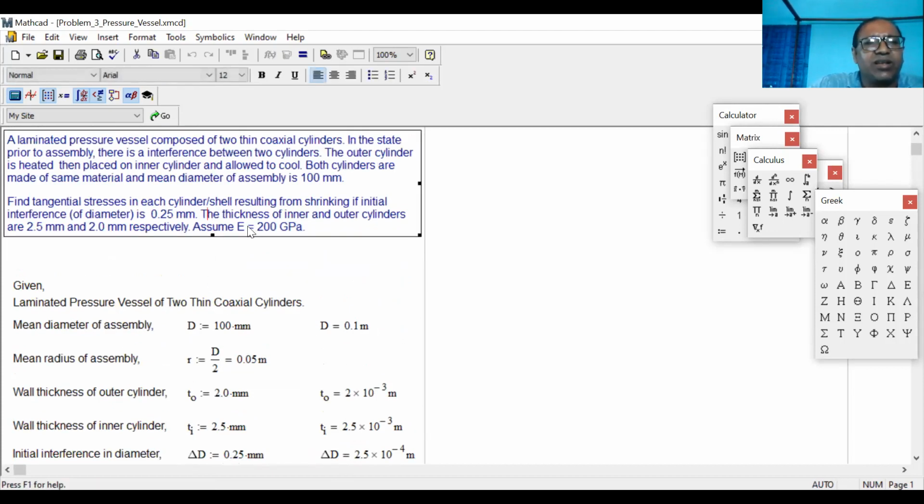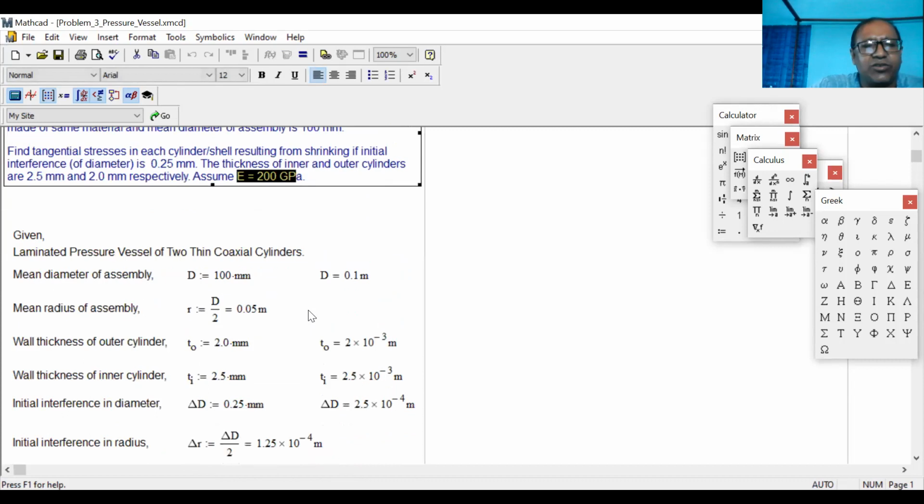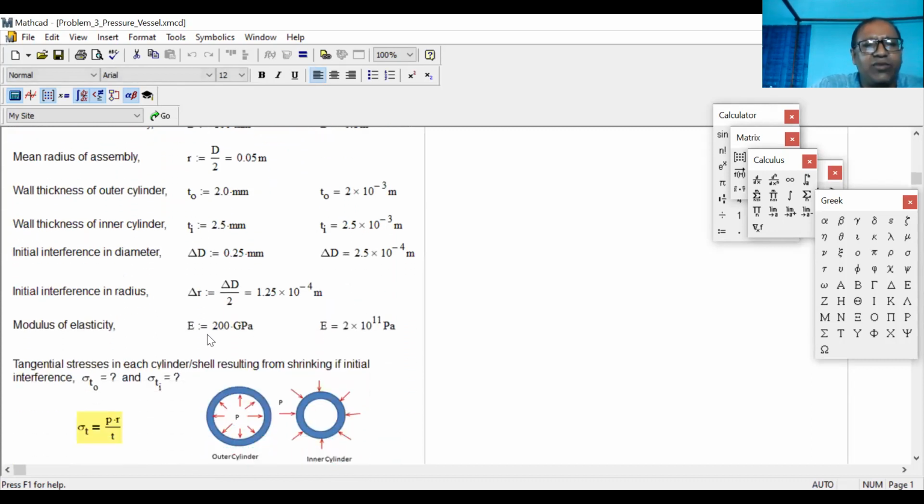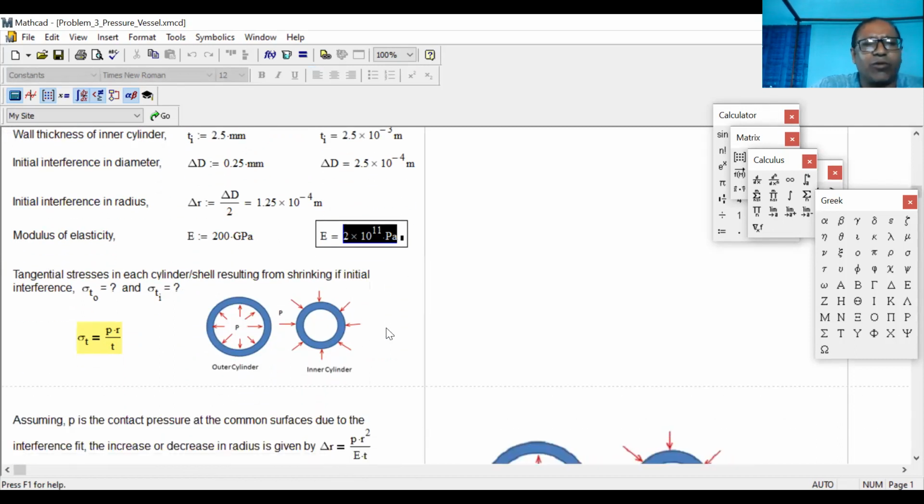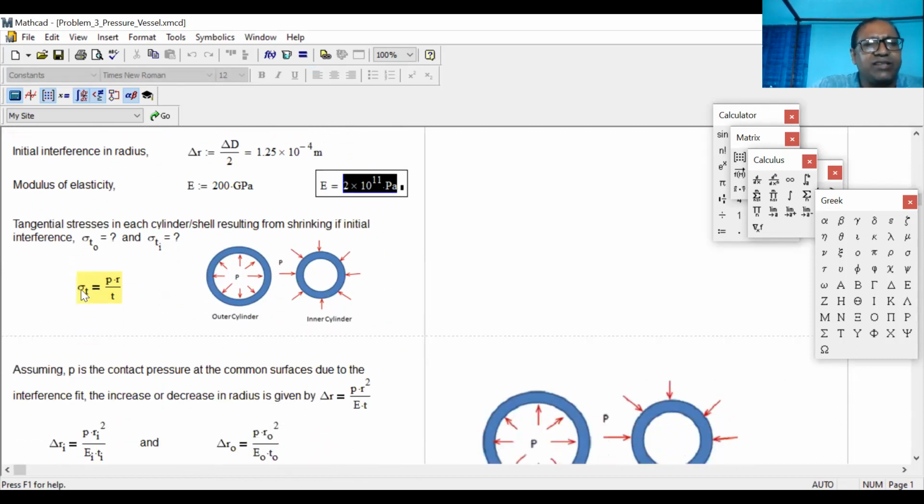So the value of E is given. For both cylinders, E equals 200 gigapascal. Now, this is our tangential stress formula, but we don't know the contact pressure. If you know the contact pressure, you can apply that formula and figure it out.